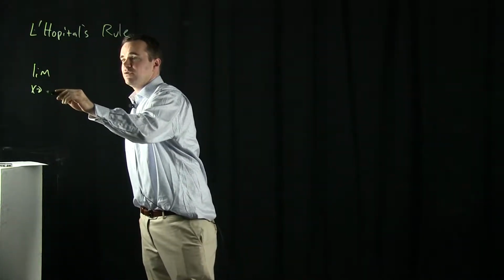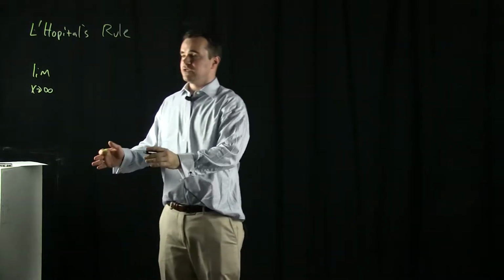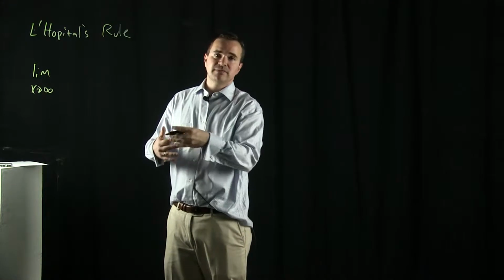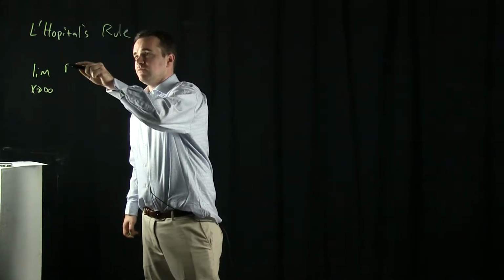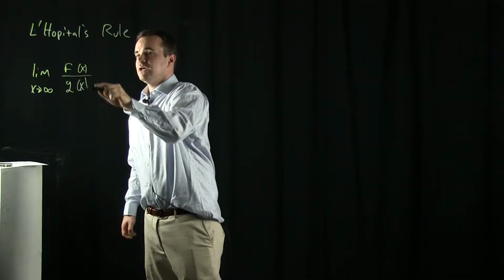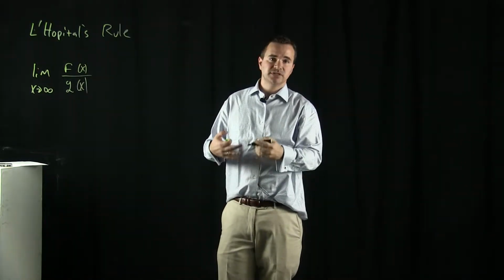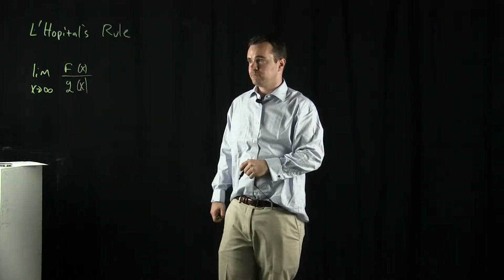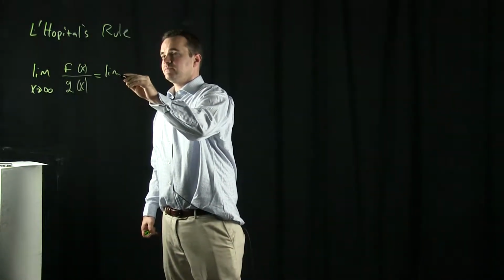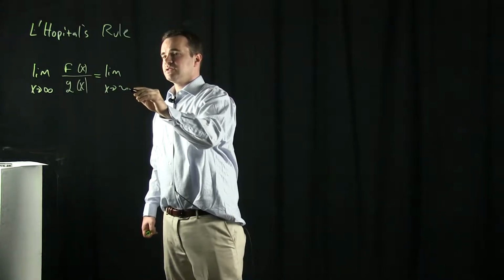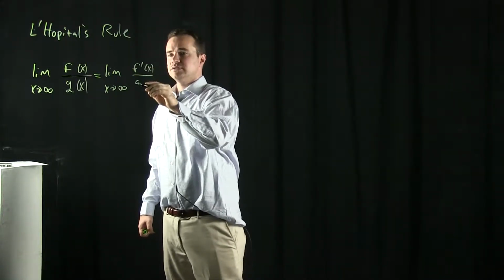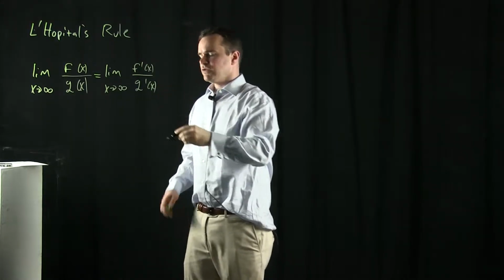It's just that, say we're letting x go to infinity, we're taking an infinite limit. In other words, thinking about a horizontal asymptote. If we're looking at the limit of f over g, and if f over g gives us an indeterminate form, then it'll be true that this is just equal to the limit as x goes to infinity of f prime of x over g prime of x.